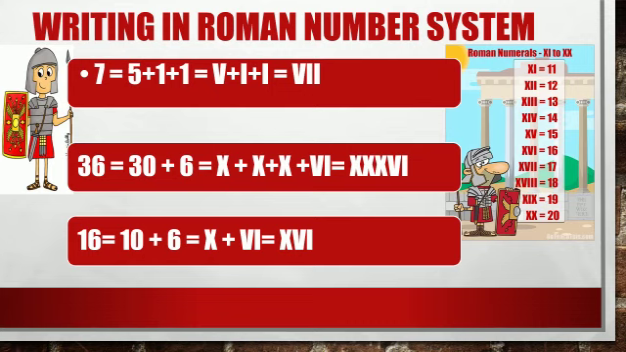Now let's take another example, a little bigger number, that is 36. So what is the rule that we learned? First you split them into tens and ones. So 3 tens make 30 and 6 ones. So 30 plus 6, so 30 has 3 tens in it. So we write it as X plus X plus X plus 6 is written as VI, that is equal to XXXVI.